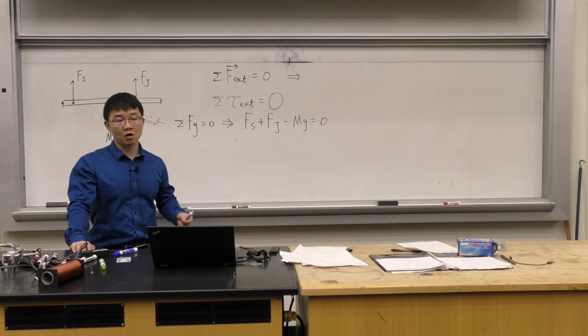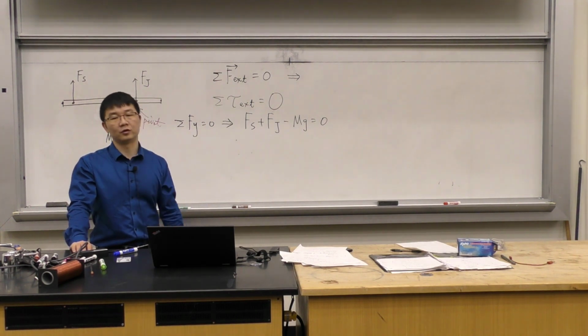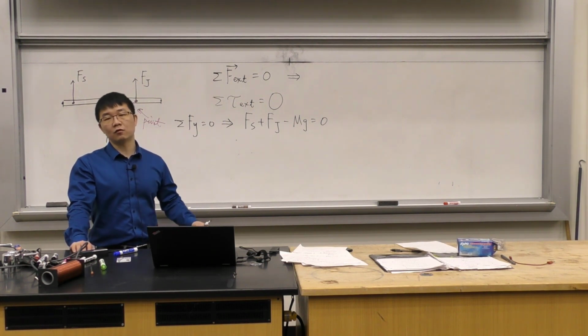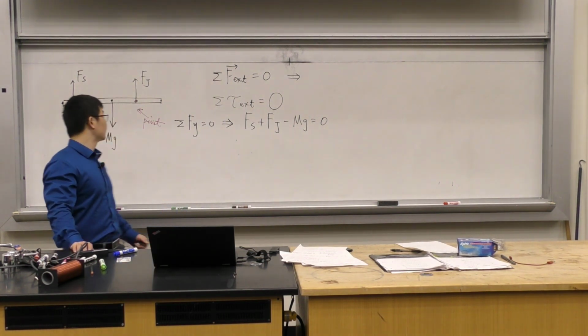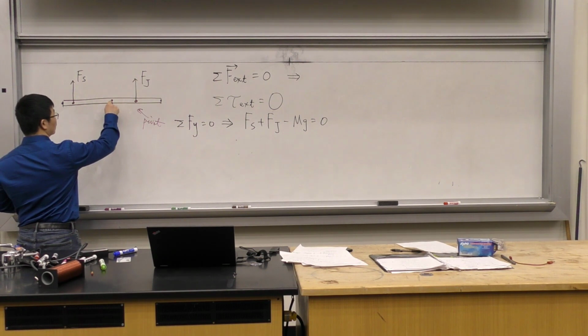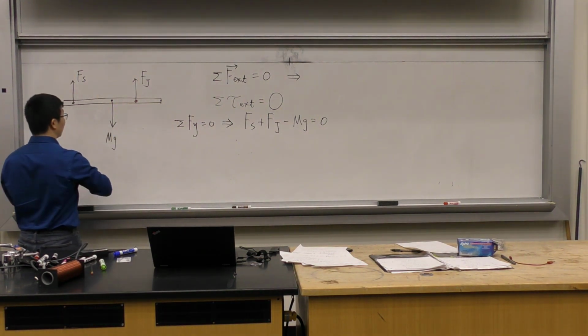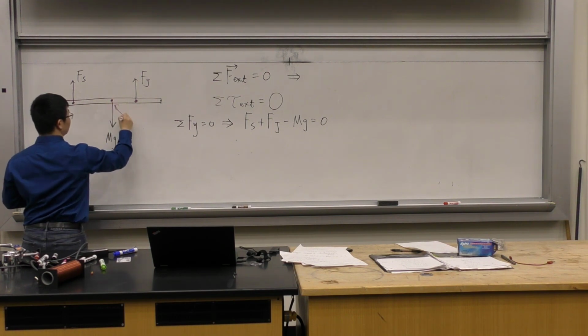But there's nothing wrong if you want to pick a random point and then you have many unknowns in your torque equation. You just still solve all these equations you get. For example, if you pick the center as a pivot, right, how many torques do you need to calculate?